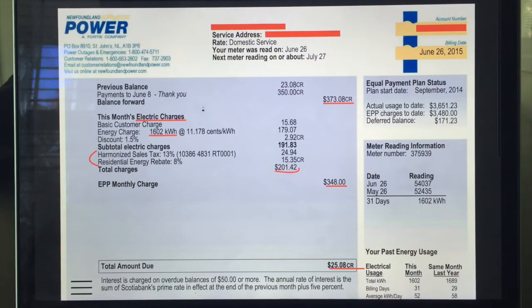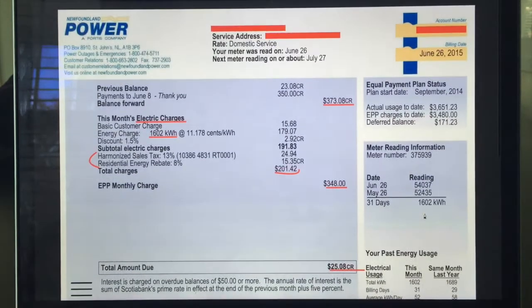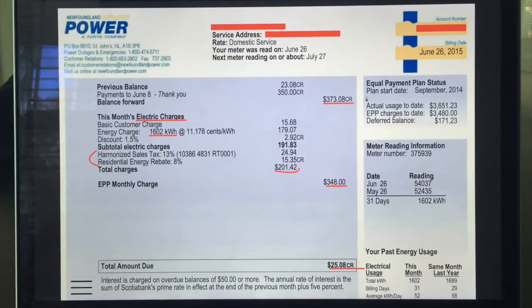So that's the main portion of it, this large block here, but there's lots of great information over in the side here, which you should always be paying attention to. So here you have your equal payment plan status. So you can see the plan start date September 2014, and you have your actual usage to date. So $3,651.23.